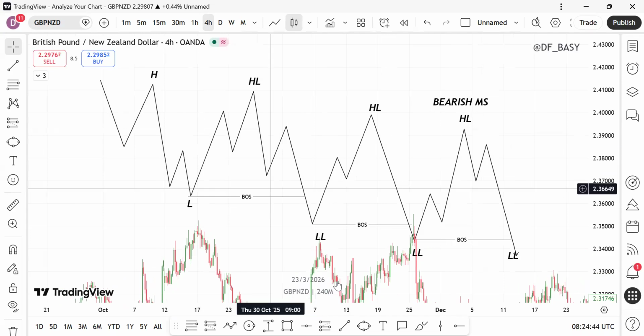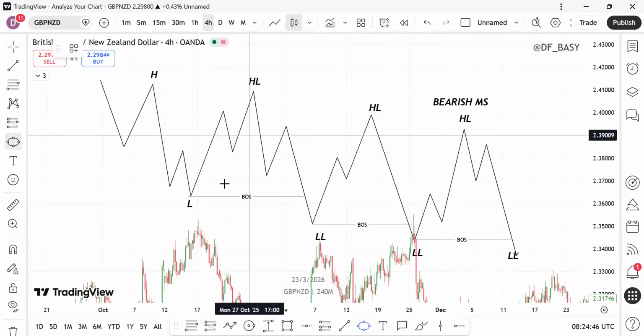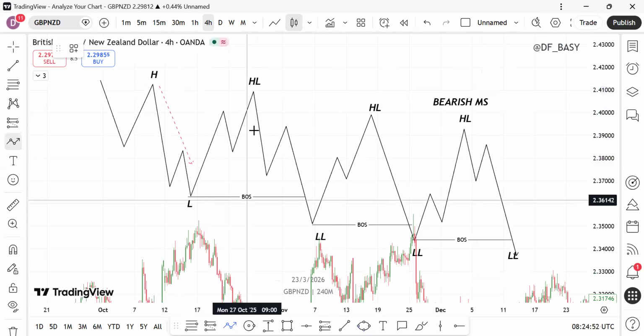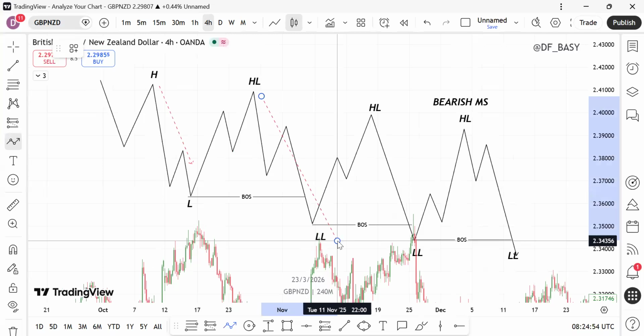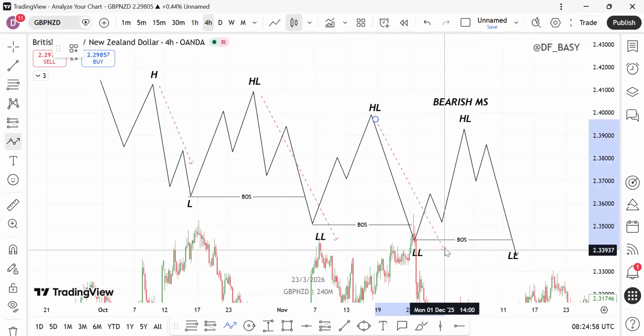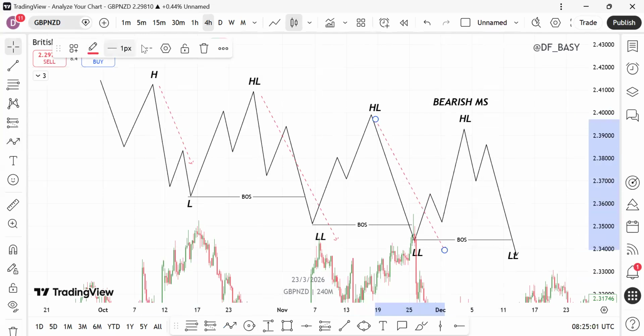But in all of this, what will you still see? You see where your impulsive move is. This is your impulsive move, a move breaking structure to the downside. This is the impulsive move, the move breaking structure to the downside. Right? Those are your impulsive moves.